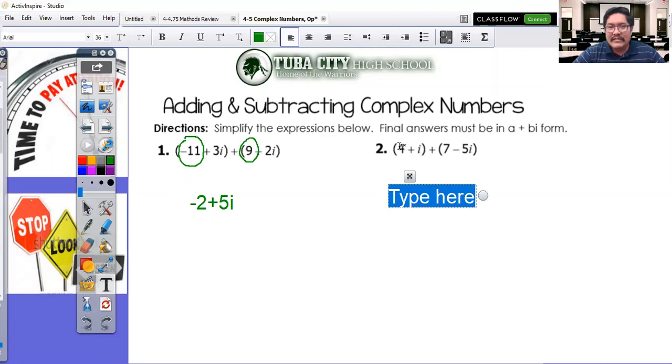All right, so let's go ahead and do the same with this one. So let's start with our regular numbers, 4 and 7. So 4 plus 7 would be 11. And then for the i, don't forget to take the sign into consideration for this term. So i minus 5i. So this is like 1i here. So remember, just like any other variable, if there is no number in front of it, then it is considered to be 1. 1 minus 5 is negative 4. And that leaves us with negative 4i. And that's it for that one. Another one down.